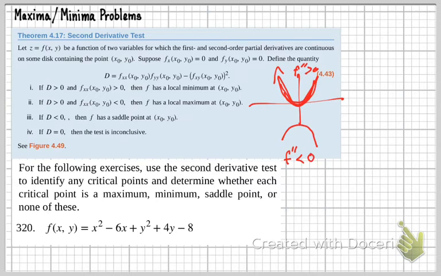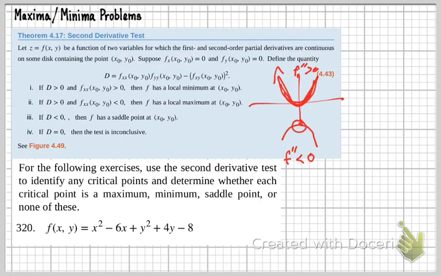Now the other one: if D is greater than 0 and fxx is less than 0, think about what that meant in Calc 1. That second derivative was less than 0, which means it was open down. Then f has a local maximum at (x naught, y naught). So again, those ideas carry over here. That's what I like about the second derivative test. The only added condition is this D function. That's the only difference here.